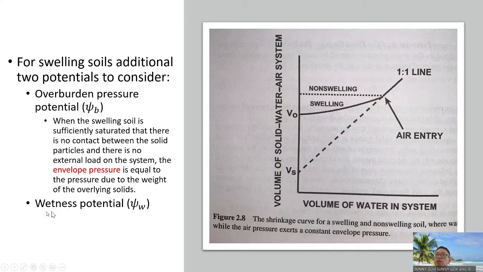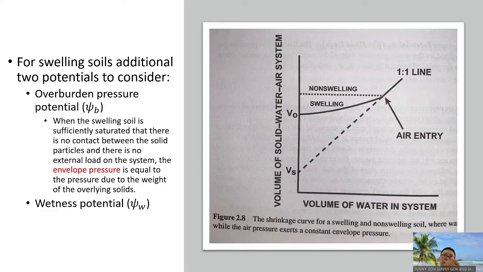The wetness potential basically means kebolehbasahan. That is what wetness potential means. Overburden pressure potential is when the soil is sufficiently saturated that there is no contact between the solid particles and there is no external load on the system. The envelope pressure is equal to the pressure due to the weight of the overlying soil. So the overburden pressure potential can be best explained in this way.